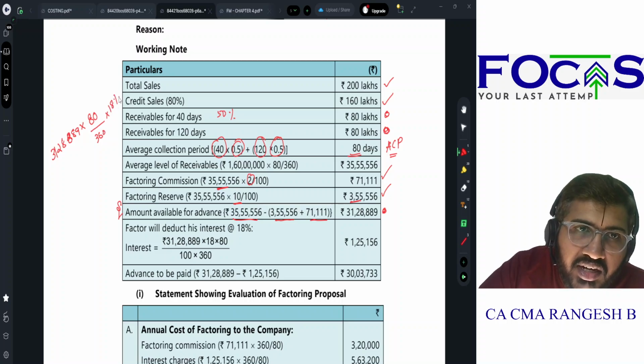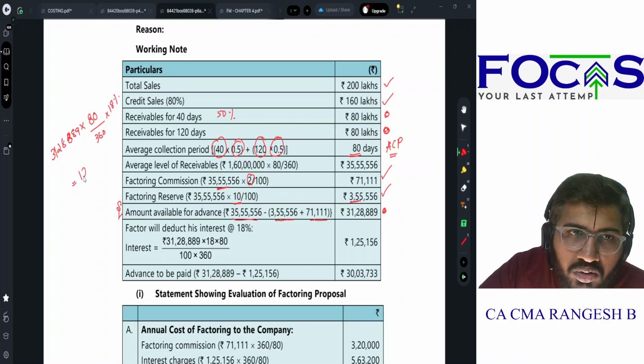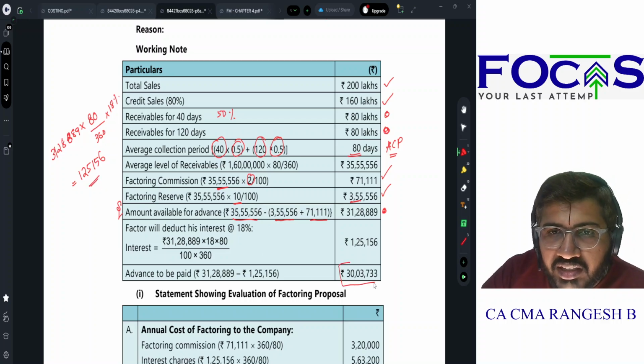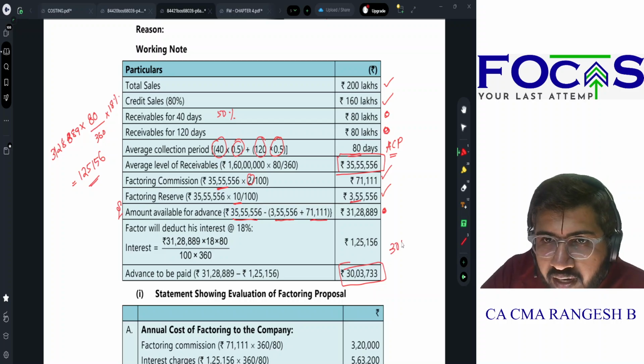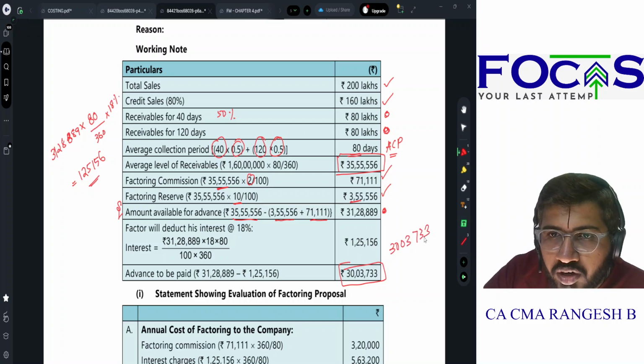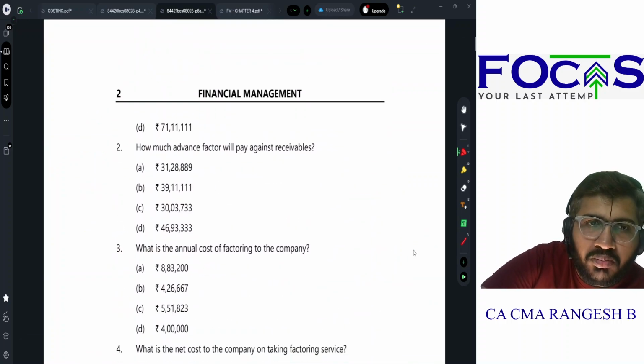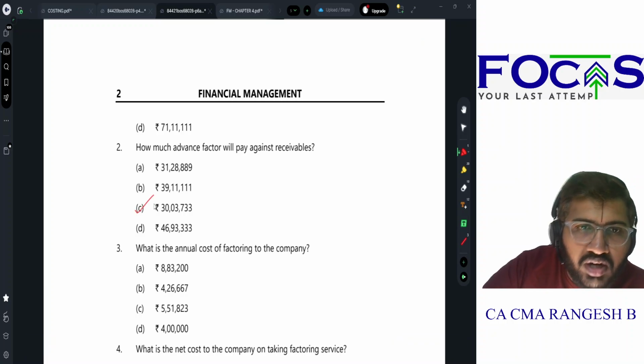His interest rate is 18%. So this will come up to 1,25,156 rupees. So how much advance will I receive from the factor? My total receivables are 35 lakhs, but how much will the factor give me on the first day? He will give only 30,03,733 rupees. So that is your answer, which is option number C.